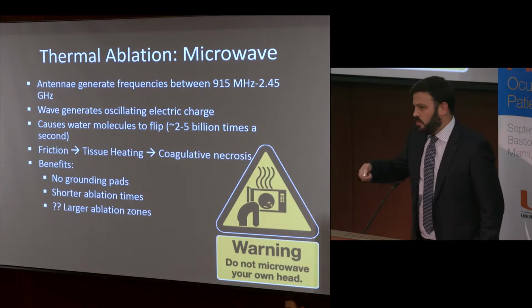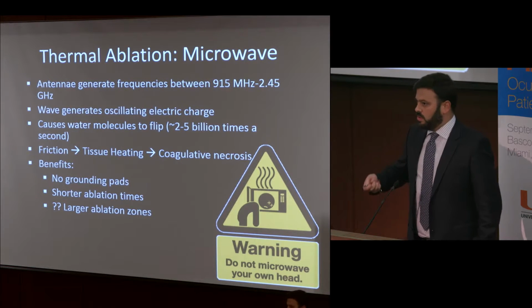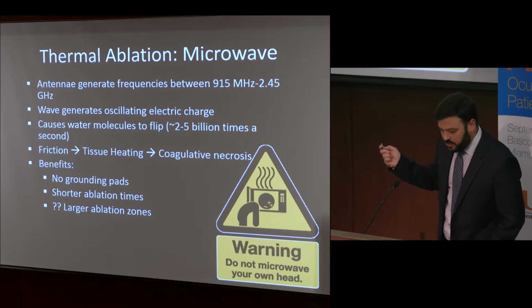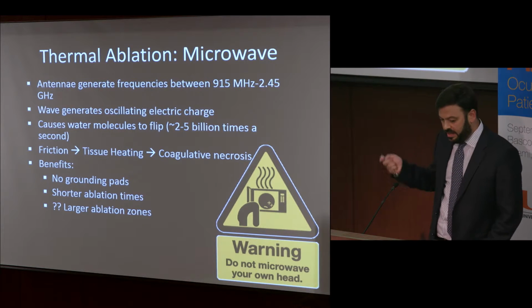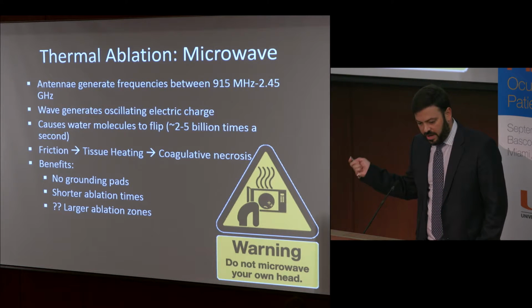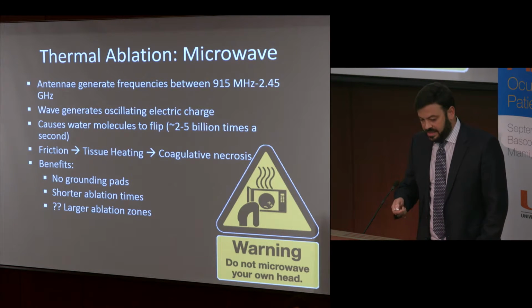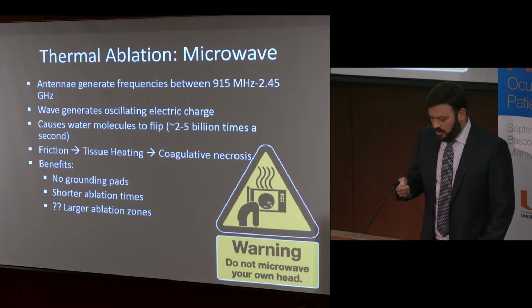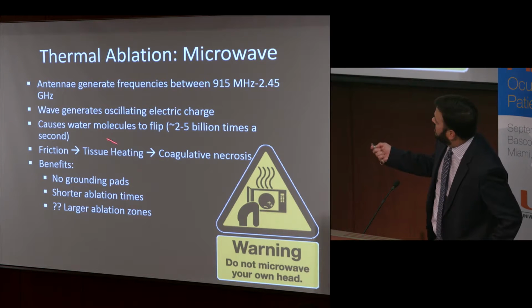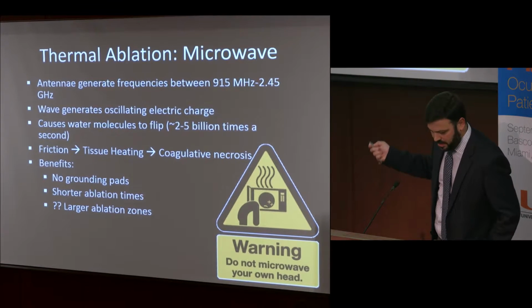Microwave is a newer form of thermal ablation, and basically instead of delivering alternating currents, you put an antenna into the tumor that gives frequencies between 915 megahertz and 2.45 gigahertz. This in turn makes the water molecules within the cell start oscillating, and again friction is generated, there's tissue heating, and again finally coagulative necrosis, which is tissue death.